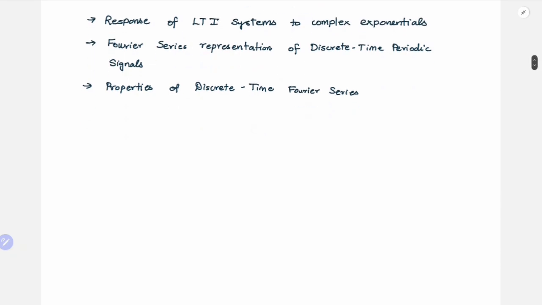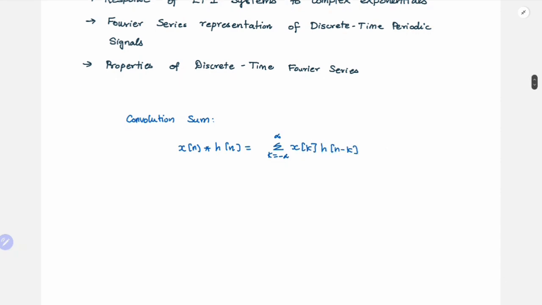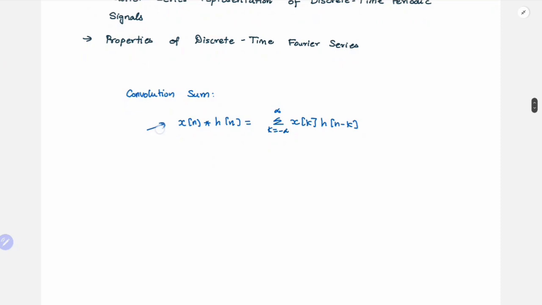So in the previous lecture, we saw the representation of discrete time signals in terms of impulses, right? And we saw the convolution sum. So we have x of n convolved with h of n, which gives us summation k equal to minus infinity to infinity x of k h of n minus k. So what did we actually do? This is useful for LTI systems, right?